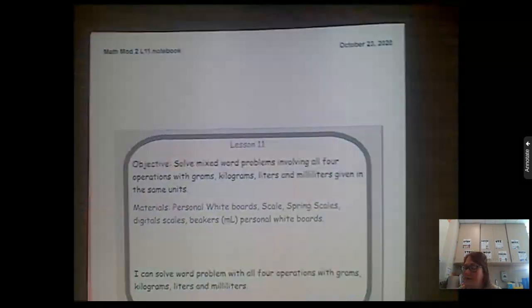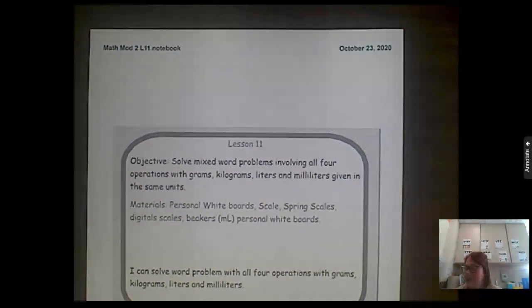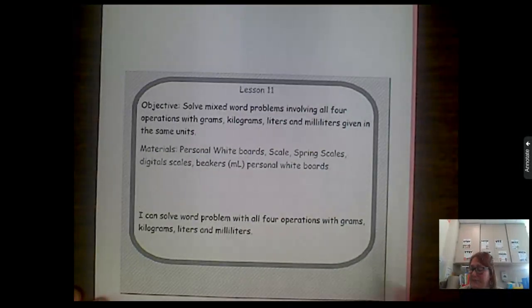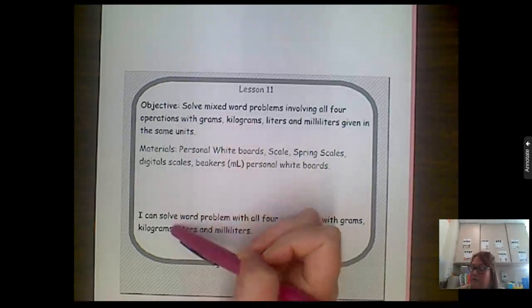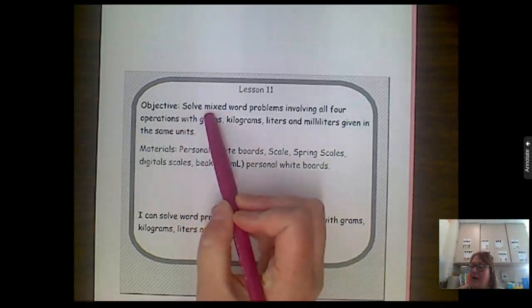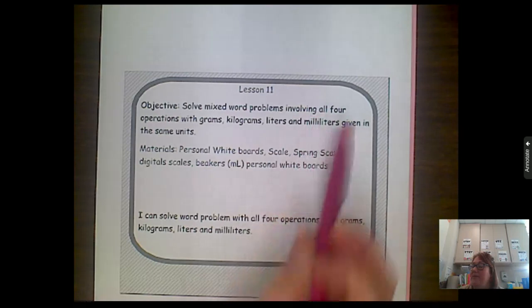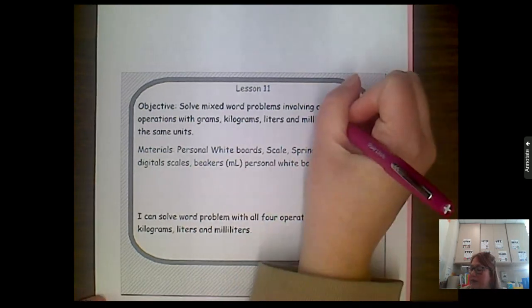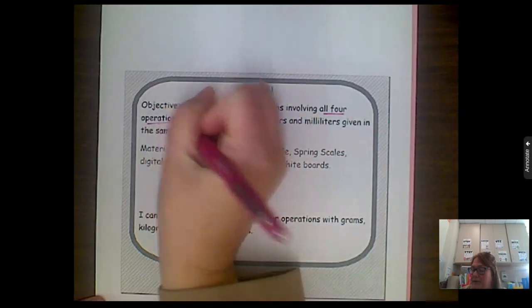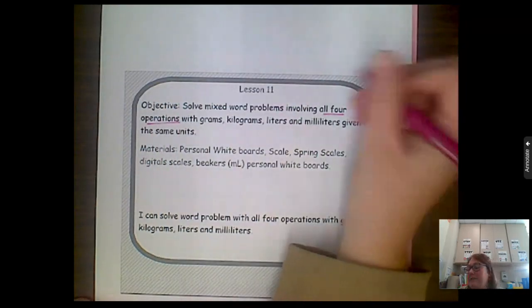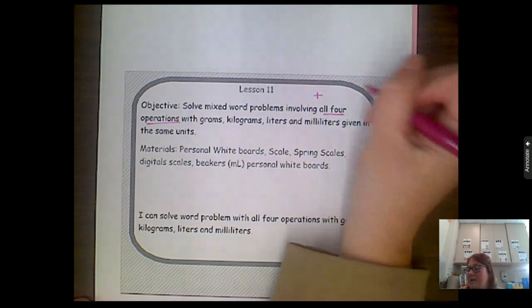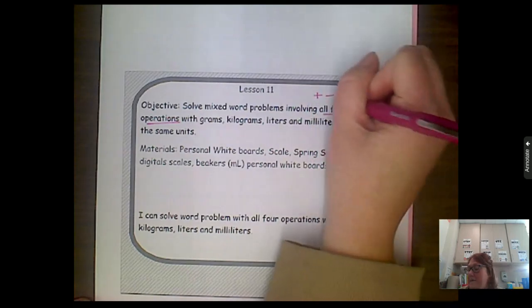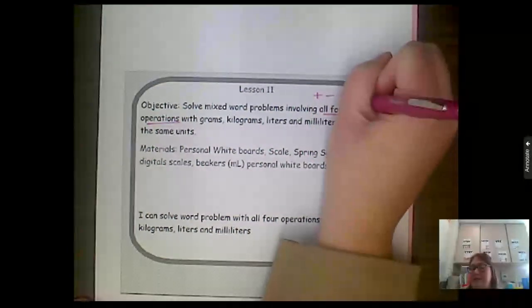So if we look at our lesson objective and our I can statement for today, our objective says I can solve, or we'll look up here first. So solve mixed word problems involving all four operations. So I want to stop right there. So involving all four operations. So that means that we have to decide if we are adding, subtracting, multiplying, or dividing.